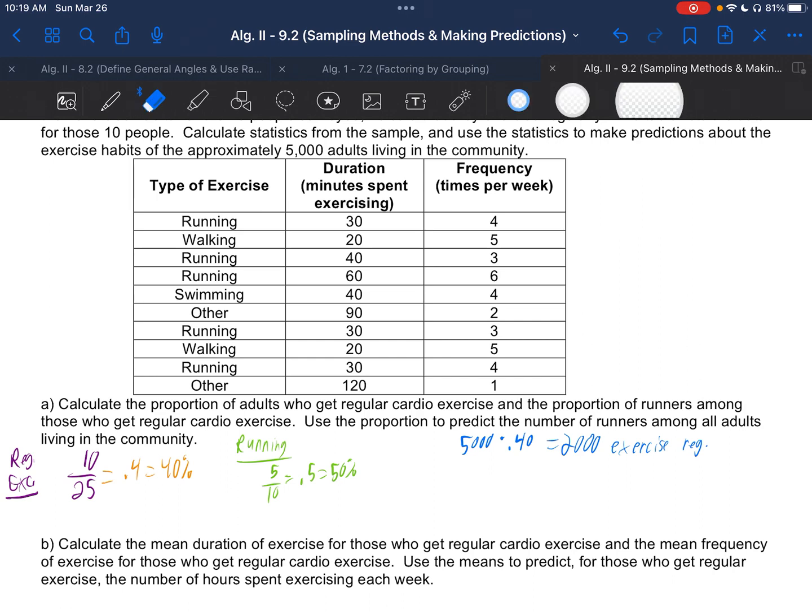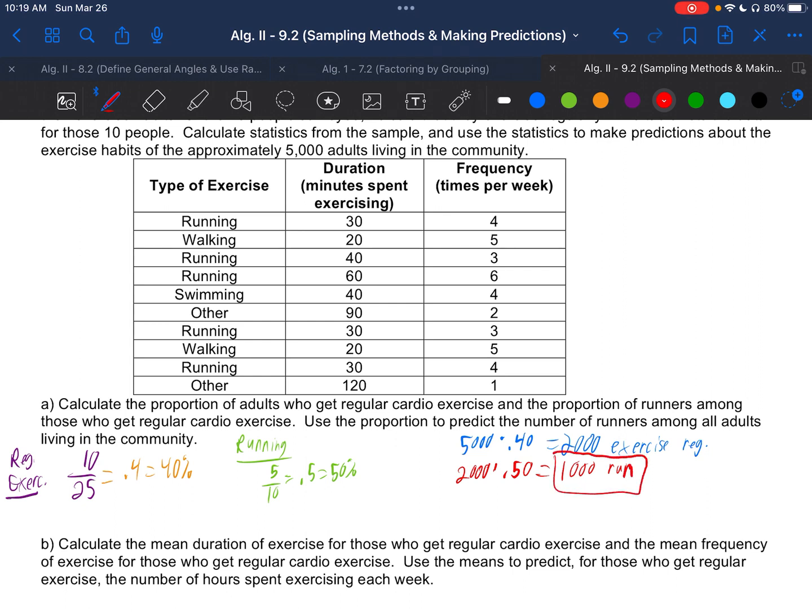Also, I don't know why I abbreviated exercise EXC earlier. And then now, of those 2,000 that exercise regularly, half of them, or 50% of them, 0.5, are runners. So it would be 1,000 people that would run regularly.